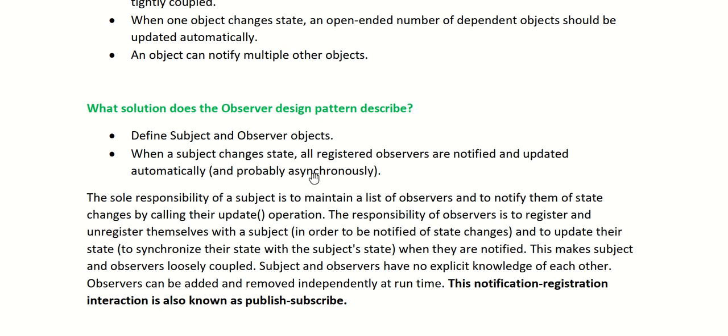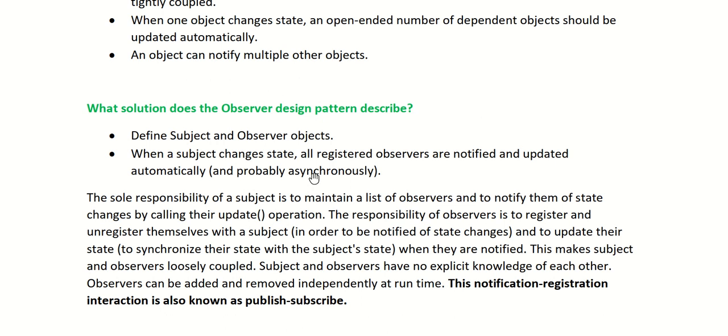Usually a subject maintains a list of observers. Soon I'm going to show you that implementation. Whenever some change happens, it will simply iterate over each and every observer and call their update method, to notify that some change has happened in the subject state or the source of the event, the source object.